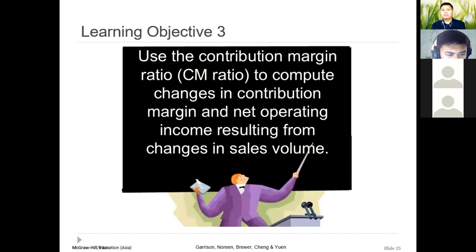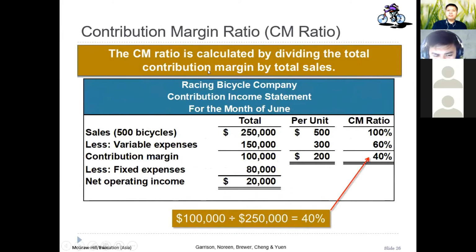Now, let's go to objective 3. Use the CM to compute changes in contribution margin and net operating income resulting from changes in sales volume. All right. So the CM ratio is calculated by dividing the total contribution margin by total sales. This is what we did earlier in the Excel file. The 300 divided by 500, that's your VCR, that is 60%. 200 divided by 500, that is your CMR, that is your 40%. Or simply, 100% minus 60%, you get your 40%.